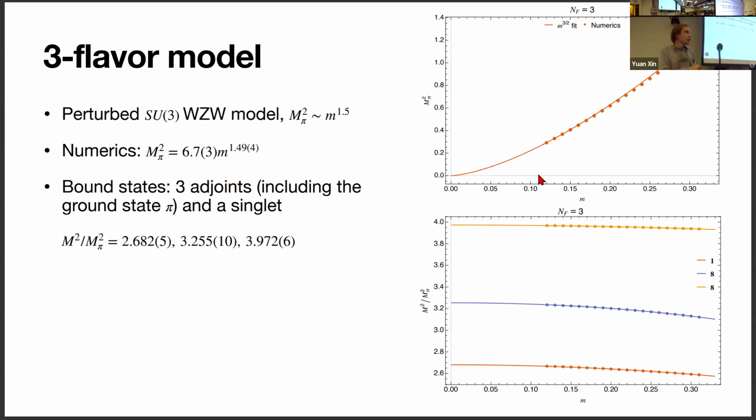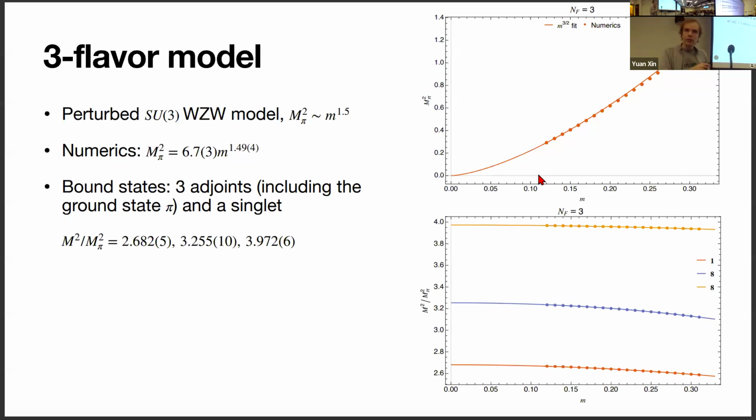So now there are actually 3 adjoint states, including the adjoint ground state, and there is one adjoint state very close to the threshold. This plot shows the ratios of bound state masses squared to the ground state mass squared, and there is also one singlet.